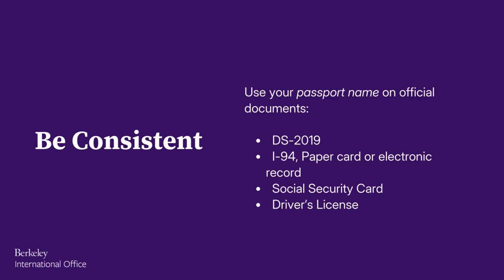As we move on to the next slide, let's talk about name consistency across your documents. It is important to be consistent and use your passport name on all official documents during your J Exchange Visitor Program. Your passport name is what is shown in the barcode at the bottom of your passport ID page. This is the name we use on your DS-2019, and it should match on all official documents, including your I-94, Social Security card if applicable, and driver's license if you apply for one. Consistency helps prevent delays or issues with your immigration status and access to services.